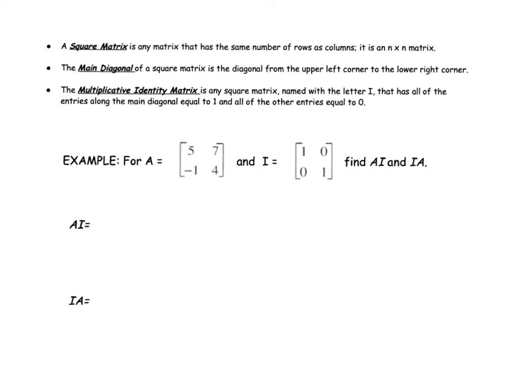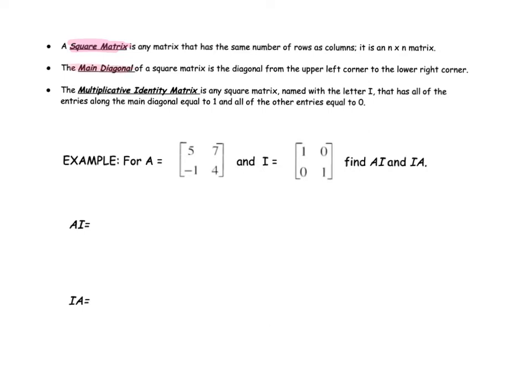So the first thing that we're going to discuss is just some vocab words that we need to be familiar with. The first one is a square matrix. A square matrix is any matrix that has the same number of rows as columns. So if the number of rows you have is the same as the number of columns you have, that is a square matrix.